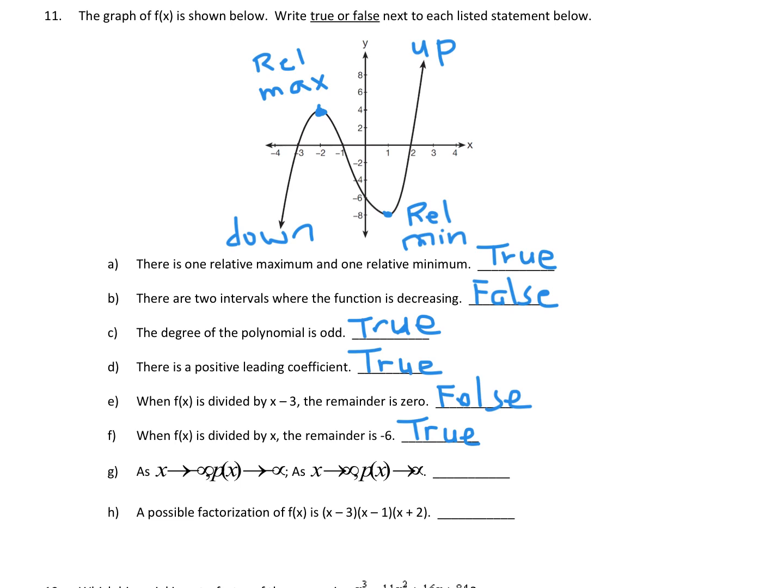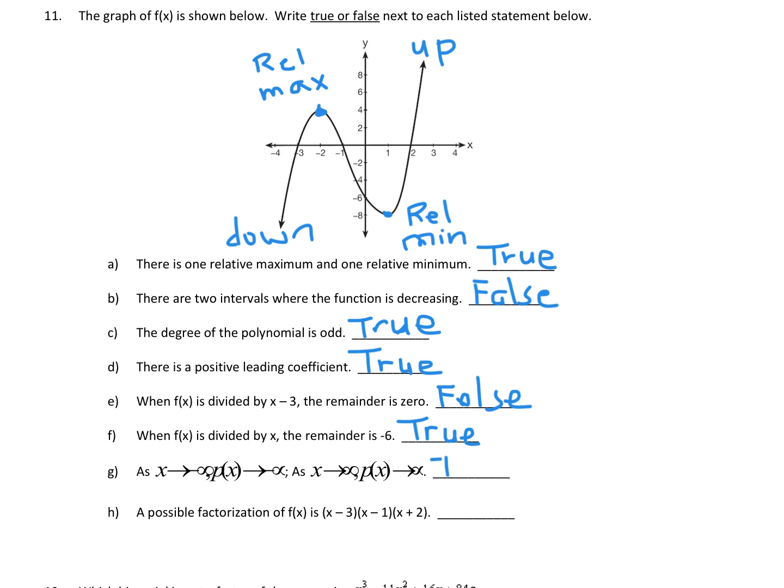All right, letter G deals with end behavior. It says, as x approaches negative infinity, so as we look on the left, here's the left, it says the word down. So if it says the word down, this should say negative infinity, which it does. Okay, as x approaches positive infinity, which means as we're going to the right. So here's the right. See how the arrow is pointing up? That means our function should be approaching positive infinity, which it does say here, positive infinity. So I'm going to write true on the line.